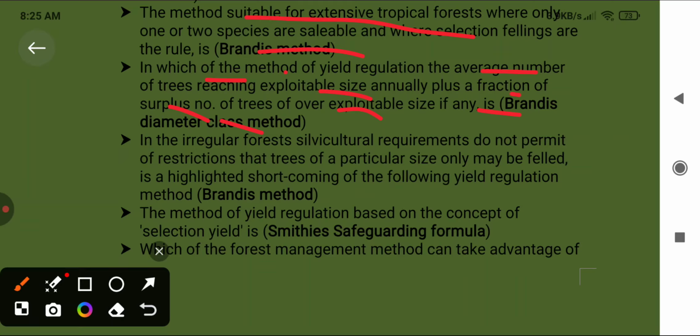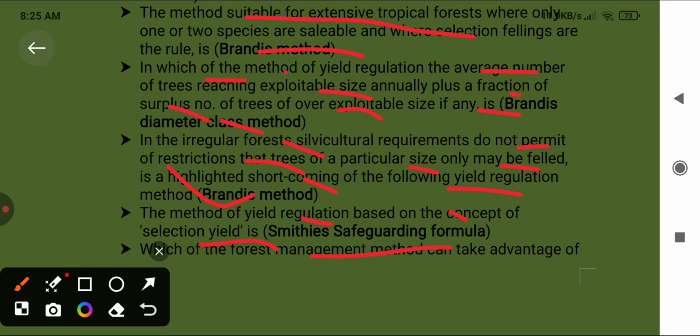In the irregular forest, silviculture requirements do not permit restriction that trees of a particular size only may be felled, and this is a highlighted shortcoming of the following yield regulation method: Brandeis method. The method of yield regulation based on the concept of selection yield is Smith safeguarding formula.